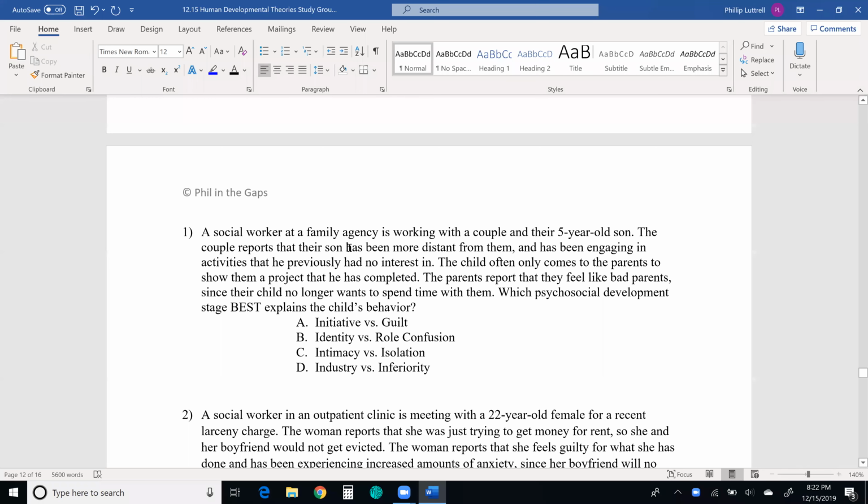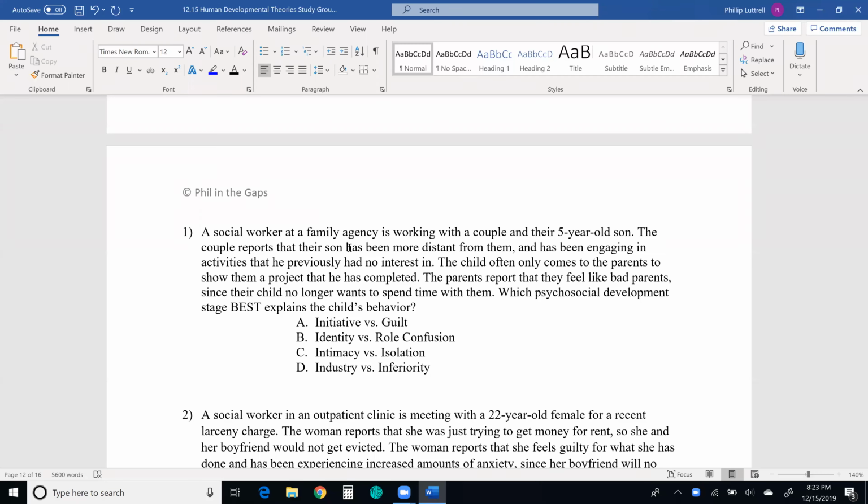Question 1. A social worker at a family agency is working with a couple and their 5-year-old son. The couple reports that their son has been more distant from them and has been engaging in activities that he previously had no interest in. The child often only comes to the parents to show them a project that he has completed. The parents report that they feel like bad parents since their child no longer wants to spend time with them. Which psychosocial developmental stage best explains the child's behavior?